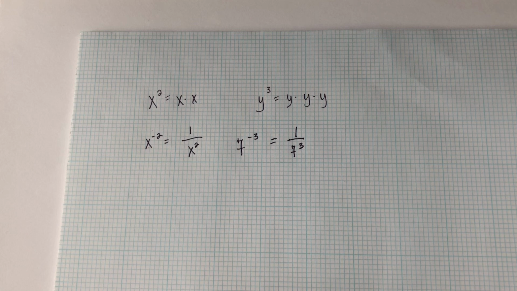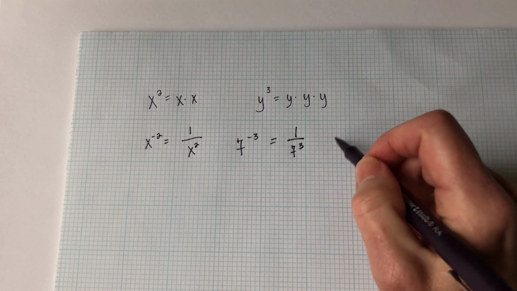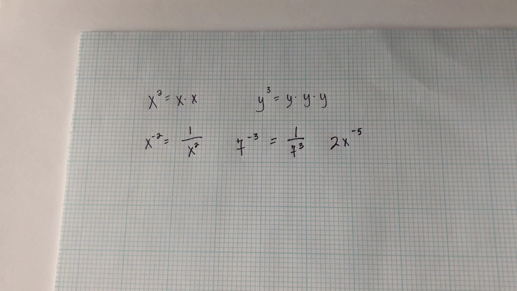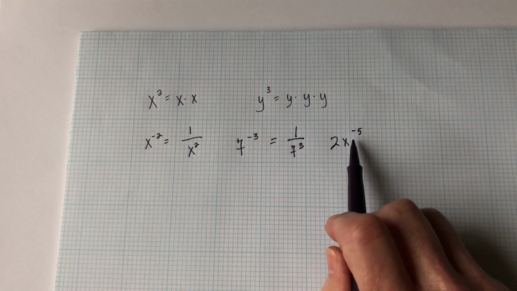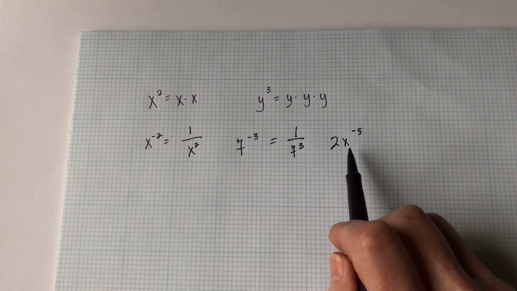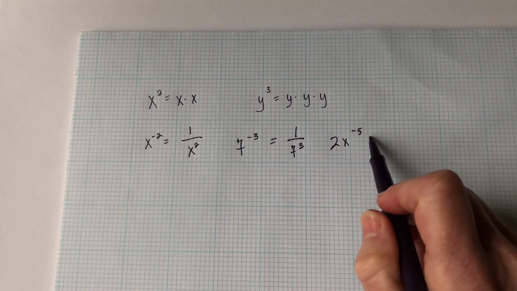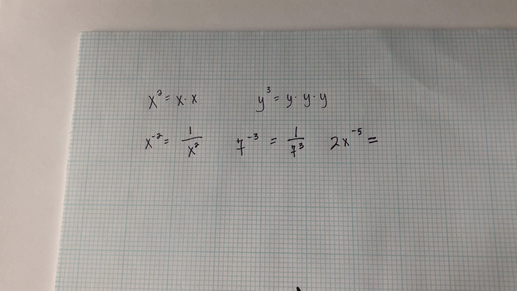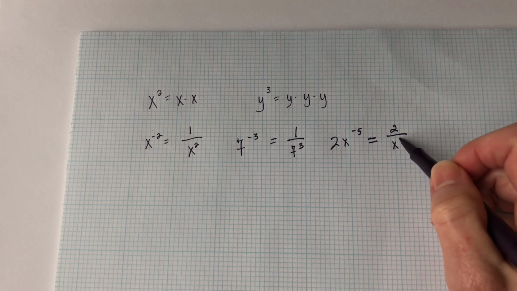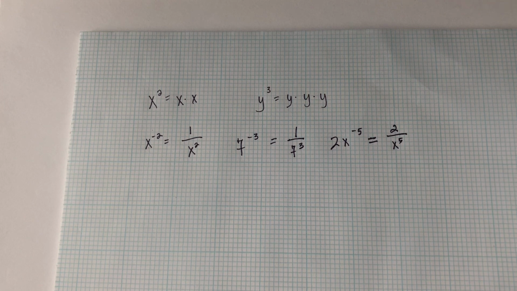Now, if you have an expression like 2x to the negative 5, notice that the negative exponent is only affecting the x part of that. It's not affecting the 2. So if we want to rewrite that so that it has a positive exponent, the 2 is going to go in the numerator, and that x to the 5th will go in the denominator.